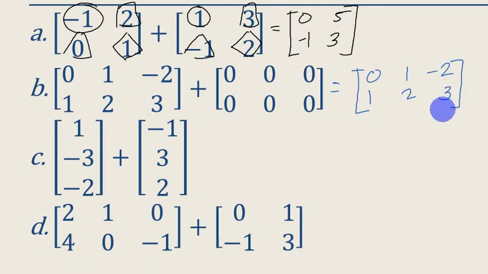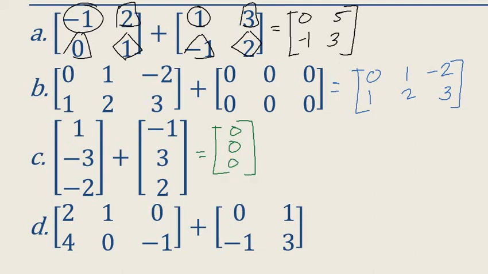In letter C, if we double check, we can see that they are actually the same size, 3 by 1, 3 rows, 1 column. And if we add them, we're going to have 1 plus negative 1 is 0, 3 plus negative 3 is 0, negative 2 plus 2 is also 0. So the result is a 3 by 1 matrix whose entries are all zeros.